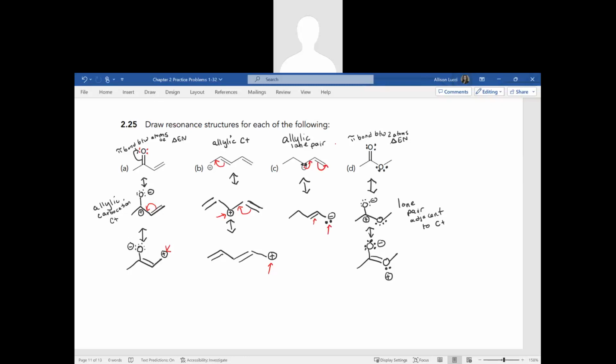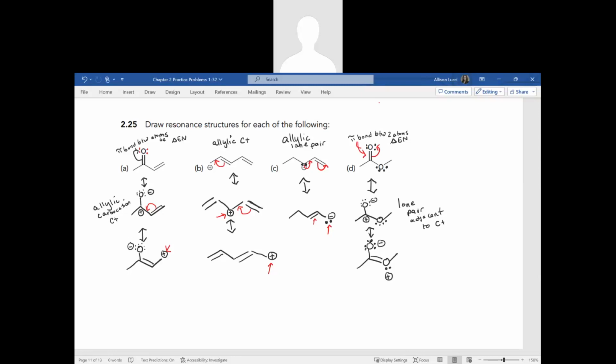So our last structure, D, has 3 resonance structures. So first we notice our pi bond that's between two atoms of different electronegativity. So what happens is we have a shift of electrons from the pi bond up onto the oxygen.